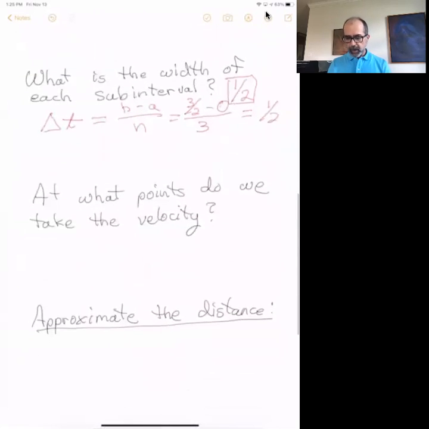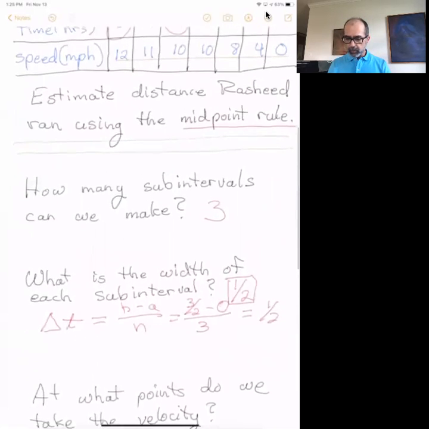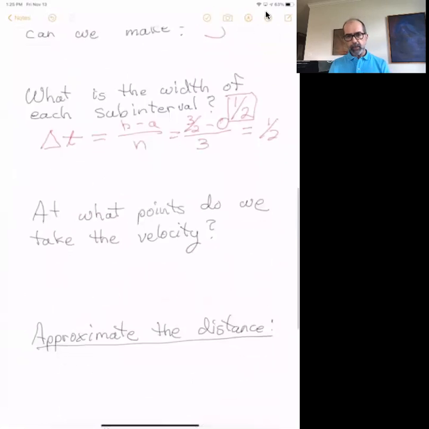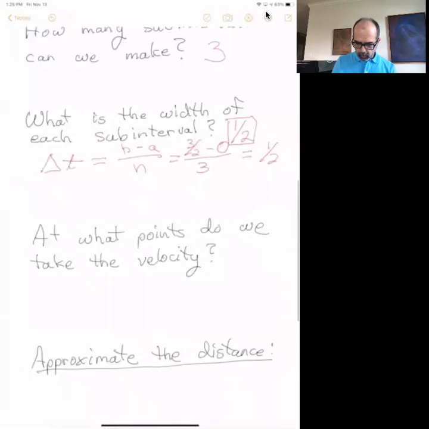So with that, at what points do we take the velocity? If you remember from the table, I'll go right back up, we have time and speed. So I did speed instead of velocity, but it's going to be the same thing here. And so the question is, at what points do we take it? Well, it's the midpoint of each interval. So the first one is t equals 1/4, which is halfway between 0 and 1/2. And then it's going to be every half an hour.